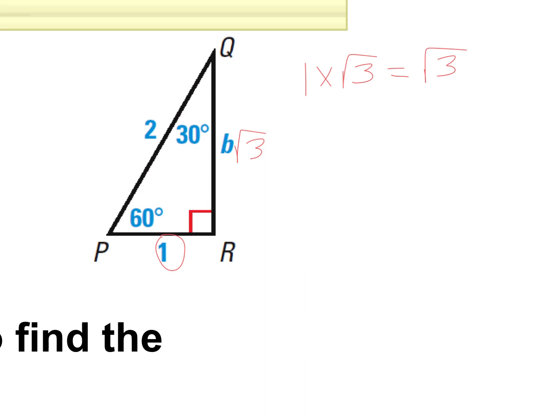Now it already gave us the hypotenuse, but let's talk about it. Can I go from long leg to the hypotenuse? No, I always have to go back, right? So go to your starting point. How do I go from short leg to the hypotenuse? Multiply by 2. Okay? Let's look at another one.